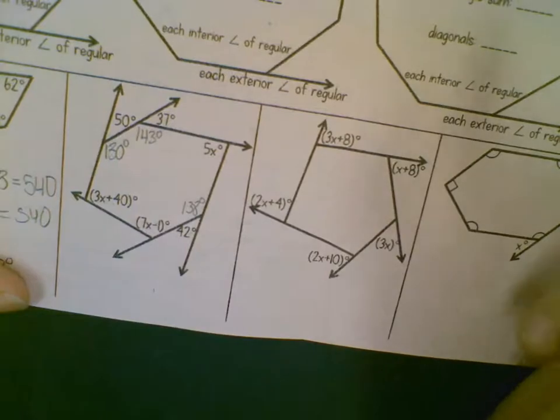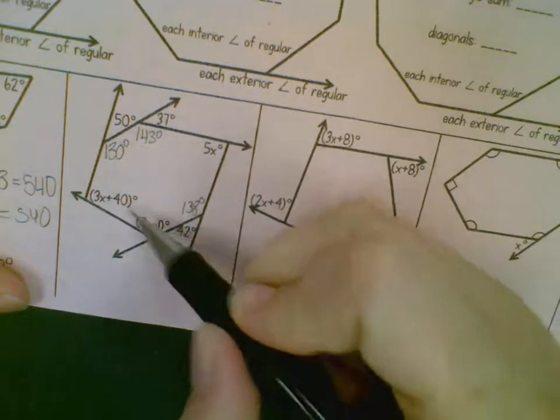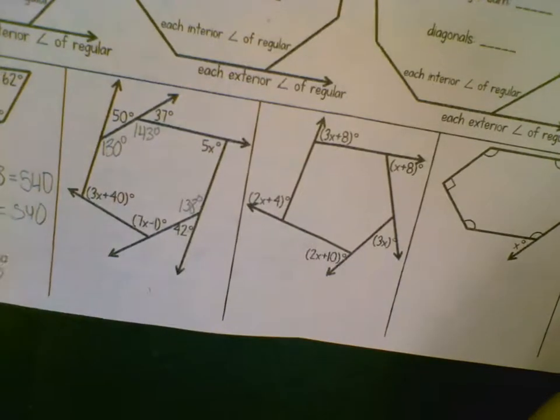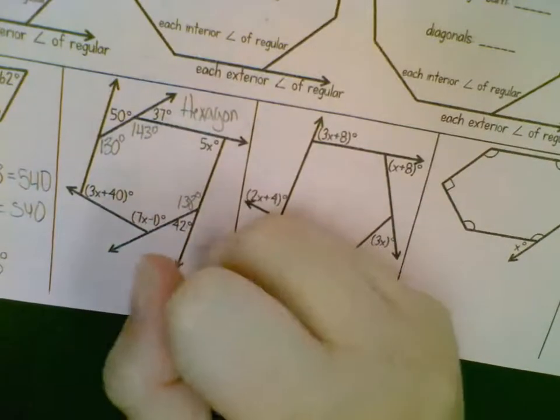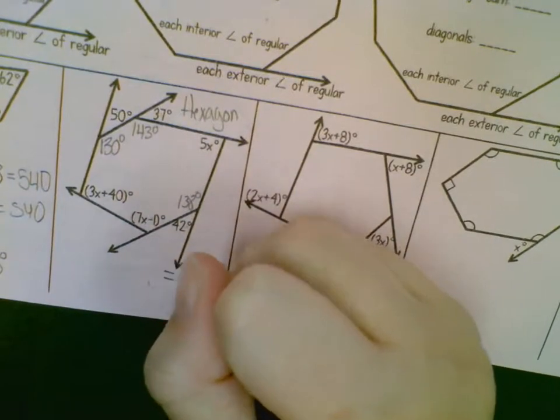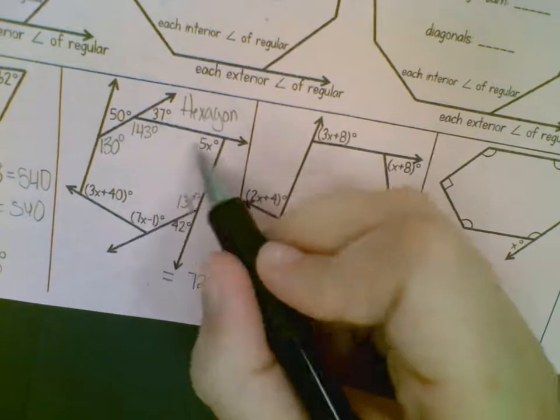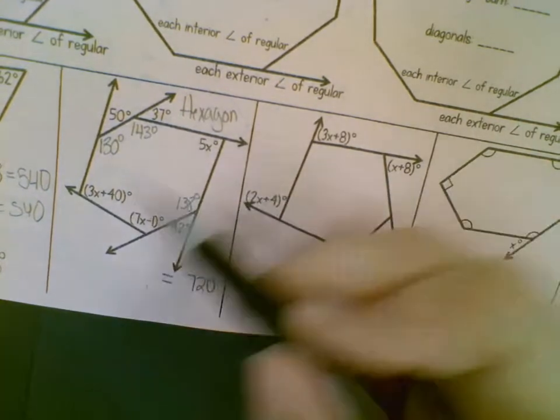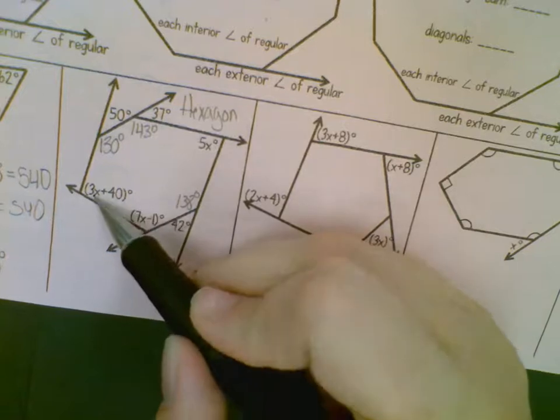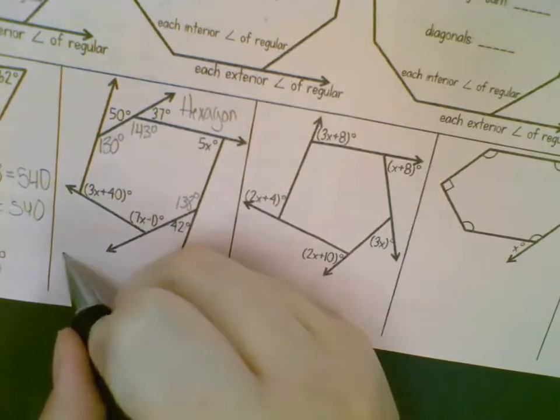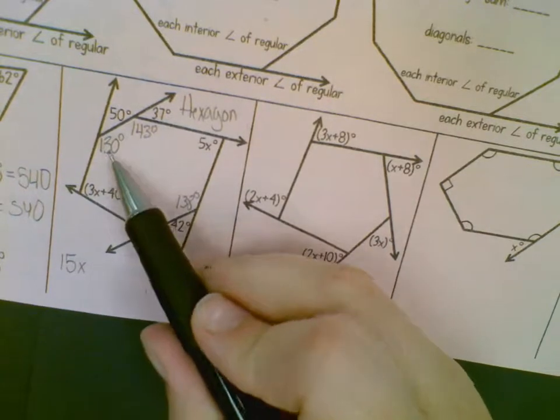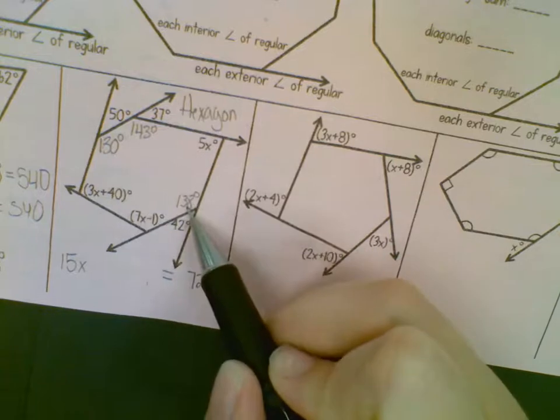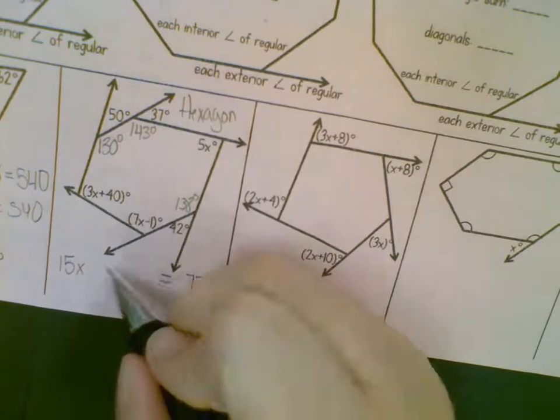So now that we have all of the insides, we can do what we did last time and add all those together. Do we have a pentagon again? Good. This time we have a hexagon. So a hexagon adds together to equal 720. So we're going to add all of those pieces and set them equal to 720. So if we add our x, 7x plus 3x plus 5x is 15x. And if we take our numbers 40 plus 130 plus 143 plus 138 minus 1, we get 450.